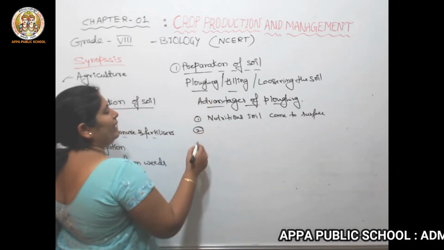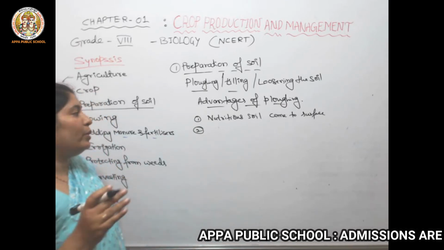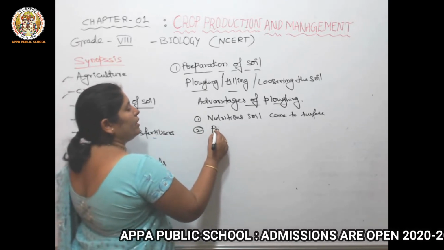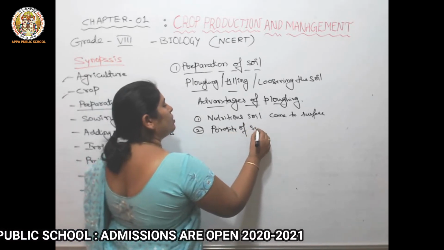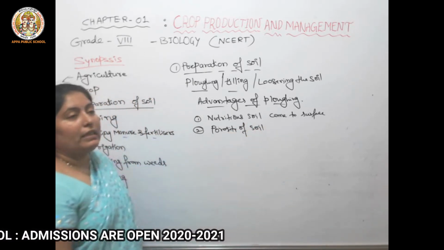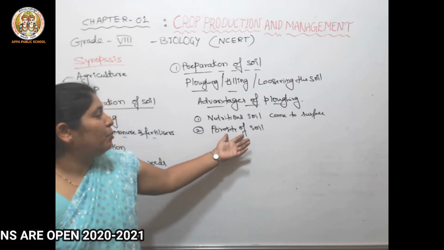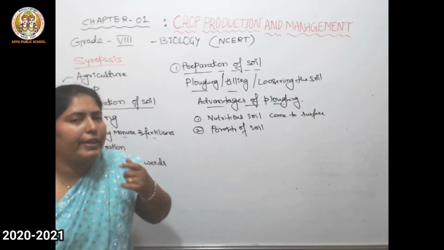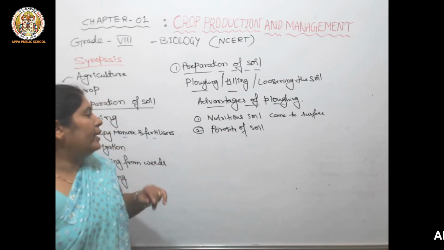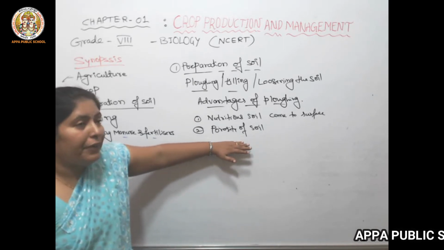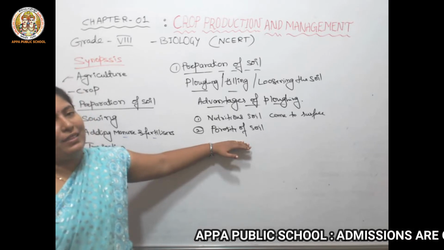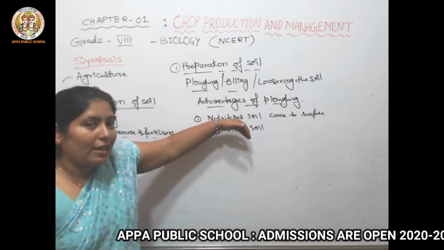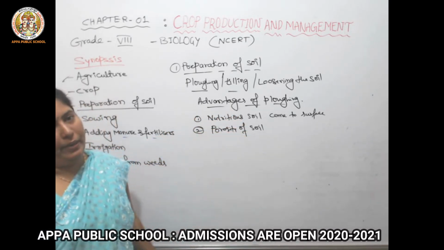Okay, next one. It is going to help to increase the porosity of the soil. Right? The loosening of the soil is going to increase the porosity of the soil. Why is it required to increase the porosity of the soil? Then the answer for that is, if you increase the porosity of the soil, it is easy for the crop plant to penetrate its roots deep inside the soil.